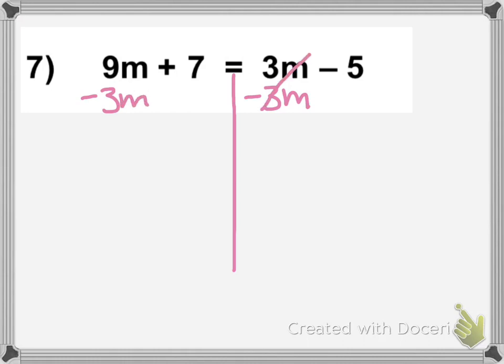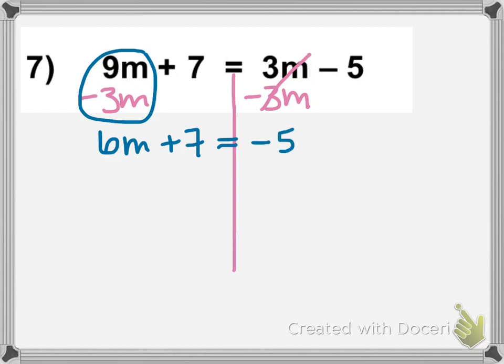Let's bring down what's left. On the left, 9m minus 3m is 6m. Make sure that you're combining these two terms and not combining the negative 3m with 7. They have to be like terms. Bring down the plus 7 equals, bring down that negative 5. Alright, this might be a good place to pause it and try to do it on your own if you'd like.